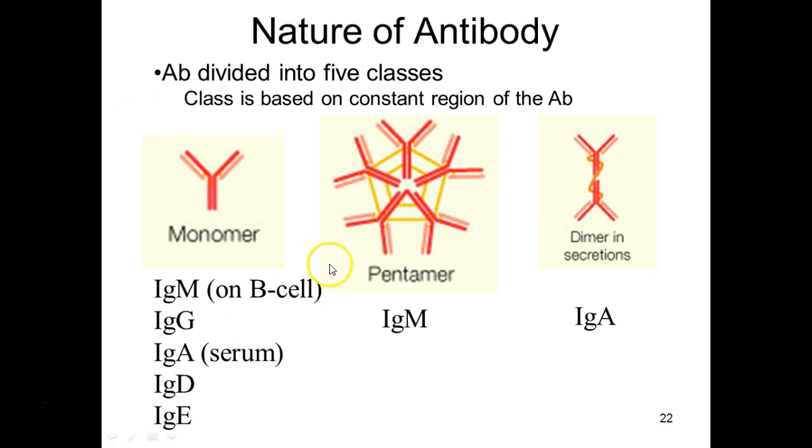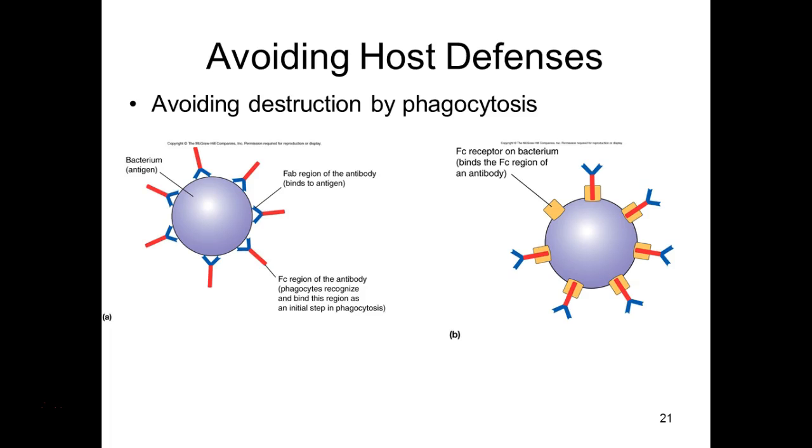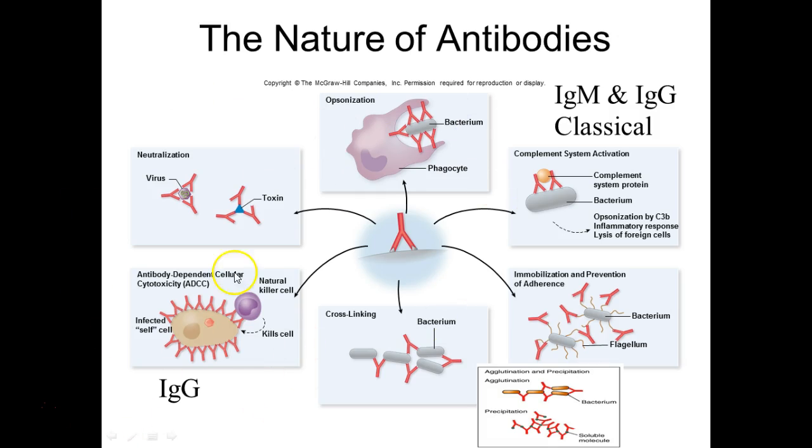IgM, when we secrete it, is secreted from the plasma cells, the B cells that actually secrete antibodies, in this pentamer form. So I always remember M for mega big. There are 5 of them hooked together. So as you can imagine, when you look at this structure, and these guys pretty much stay in your blood, what type of help is it giving you?